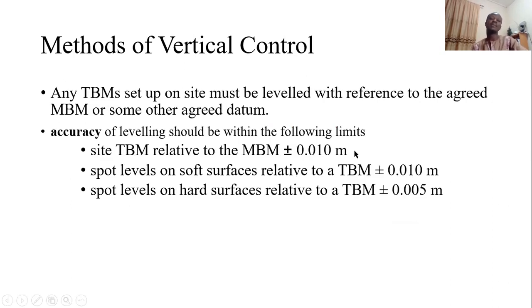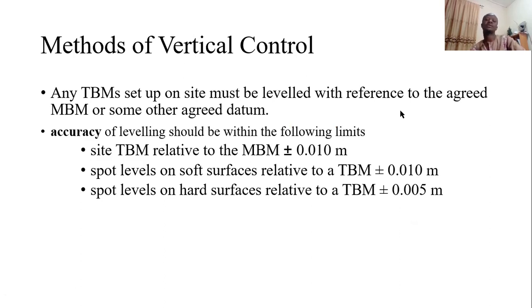Any TBM set up on the site must be leveled with reference to the agreed MBM. So the MBM and the TBM refer to a certain benchmark of a certain type. The T and the M are just describing it, in the same way this T is for temporary. The accuracy of leveling should be within the following limits.